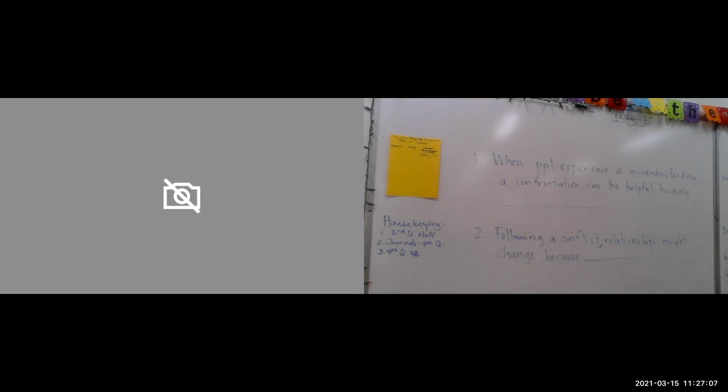So everybody in your notebook, underneath where we did direct characterization and indirect characterization, I believe it was under elements of a short story, if you will, write this definition for inferencing down: details from story plus personal knowledge equals draw an inference, which is another way of saying conclusion, right? That's what an inference is, okay? Everybody got it?